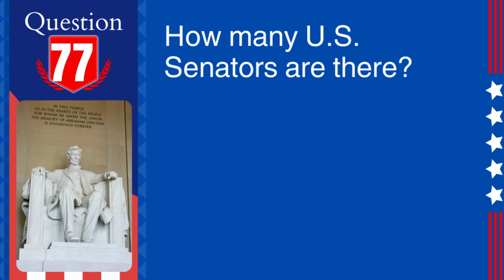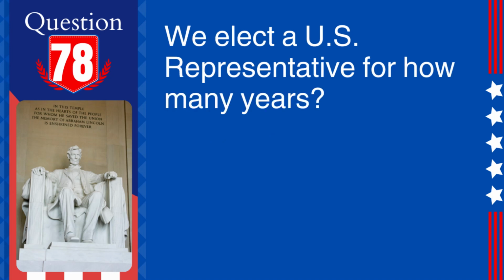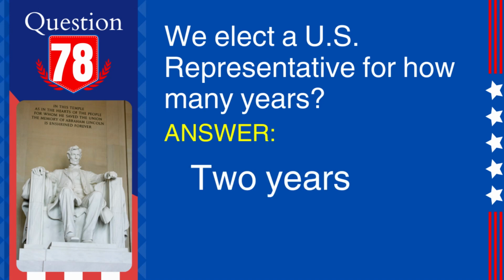77. Question: How many U.S. Senators are there? Answer: 100. Explanation: There are 100 U.S. Senators, with each state electing 2 senators regardless of its population. 78. Question: We elect a U.S. representative for how many years? Answer: 2 years. Explanation: Members of the U.S. House of Representatives are elected to serve 2-year terms.